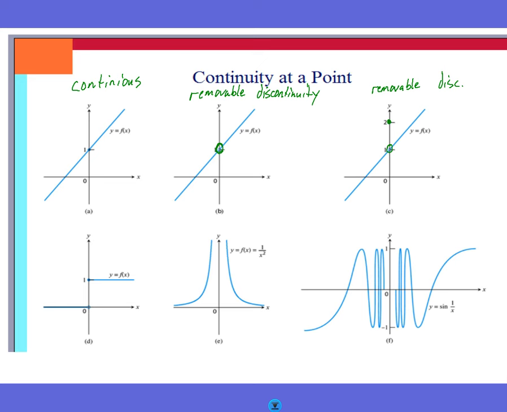Okay? The other types of discontinuities that you have: this one here, you can't see it too well, but that's what the function is. It jumps, so this is called a jump discontinuity. One where you have an asymptote. Okay, there's an asymptote, right? An asymptote is also called an infinite discontinuity.